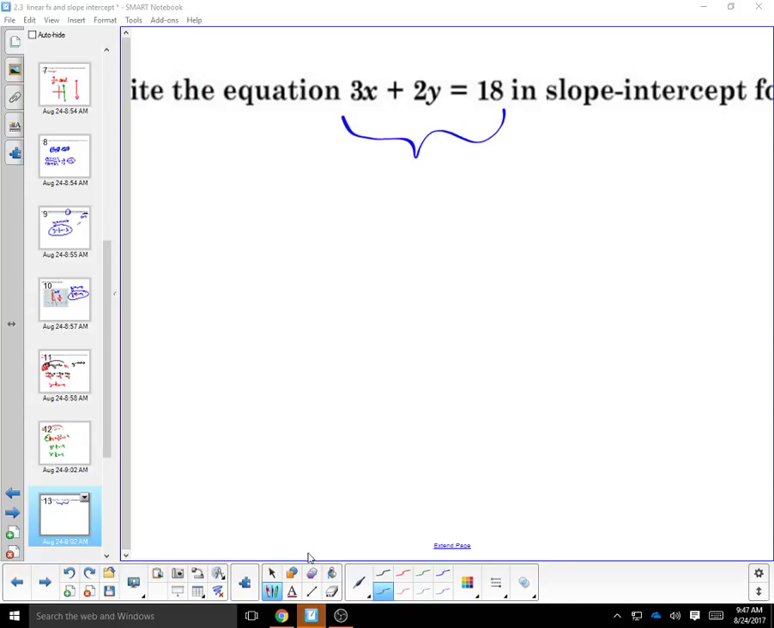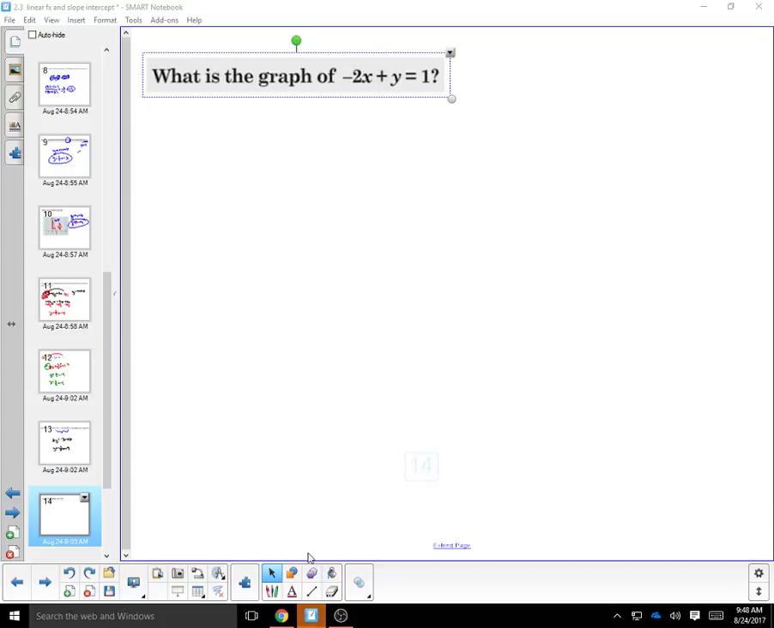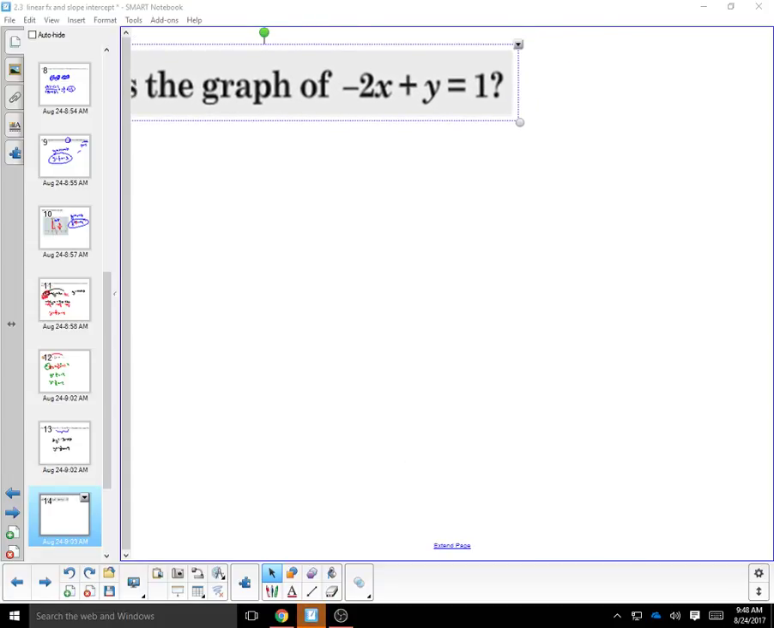Looks like we have 2y is negative 3x plus 18, correct? Yeah. And then we're gonna have y is negative 3 halves x plus 9. Good to go? Show of hands. Better. Moving on. I want to get to the graphing.